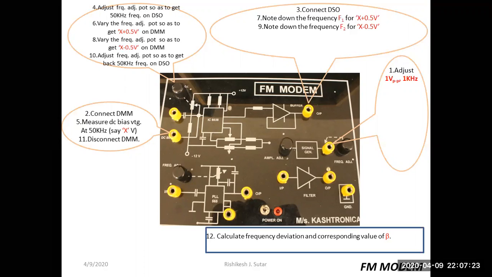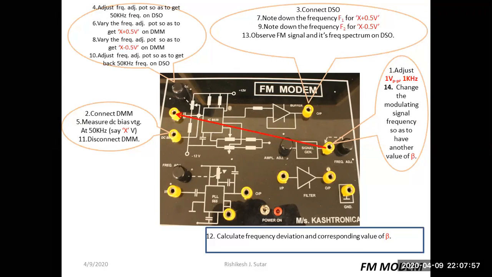After that, we can calculate the frequency deviation and the corresponding value of modulation index, that is beta. We can calculate the frequency deviation by the formula F2 minus F1 upon 2, and we can calculate the modulation index beta by the formula delta F upon Fm, that is frequency deviation upon modulating signal frequency. Now we can apply the message signal to the input of 8038, and we can observe the FM signal and its frequency spectrum on the DSO.